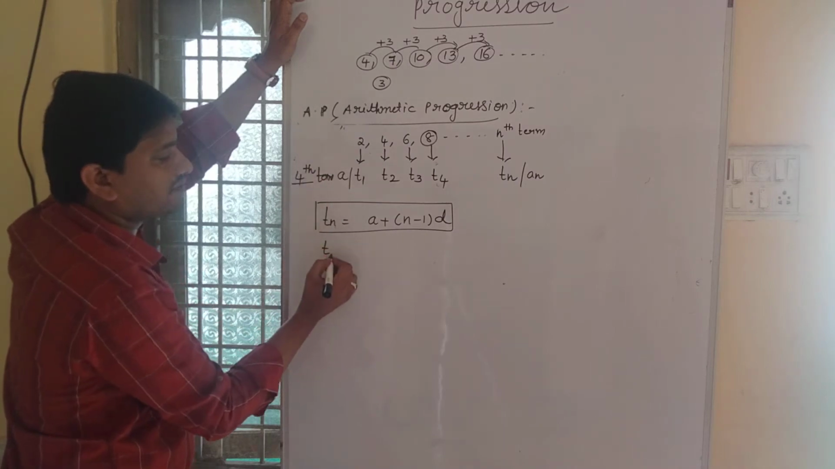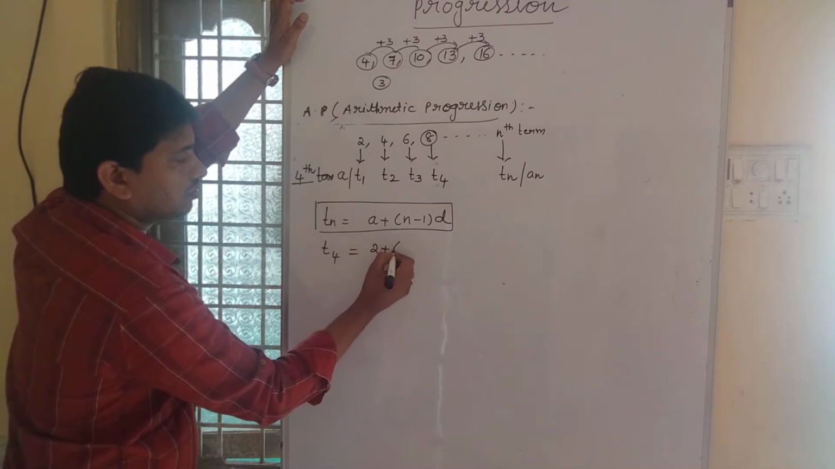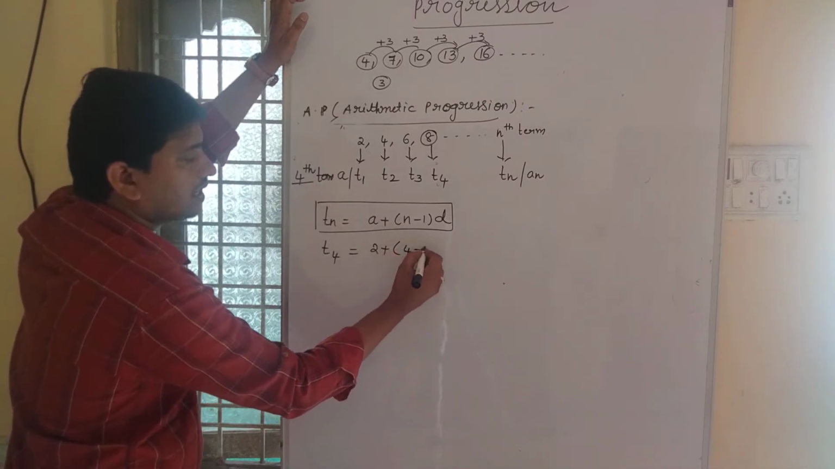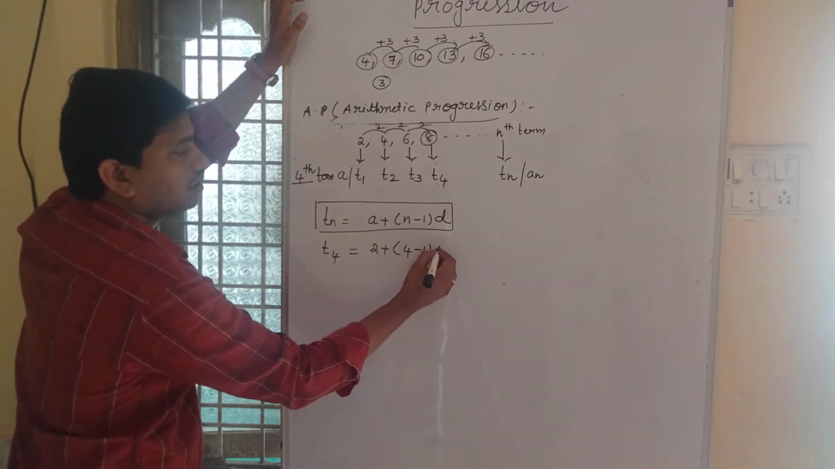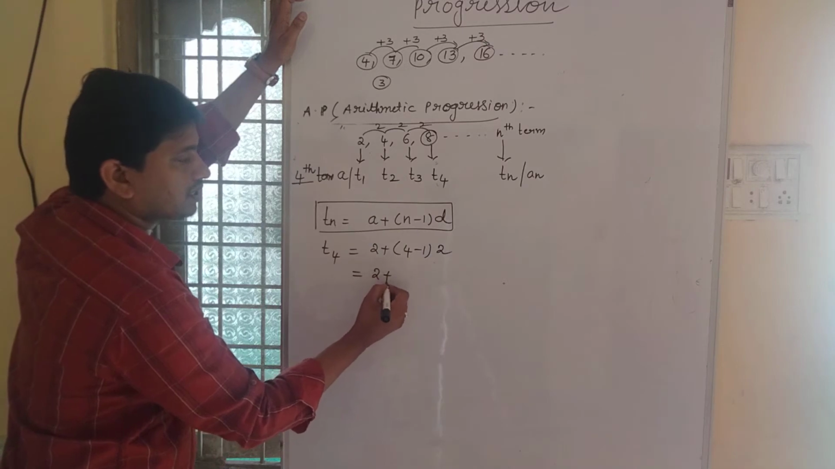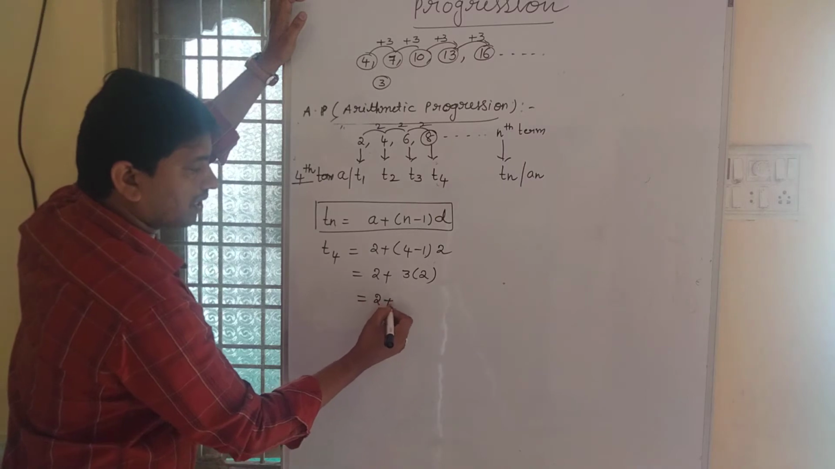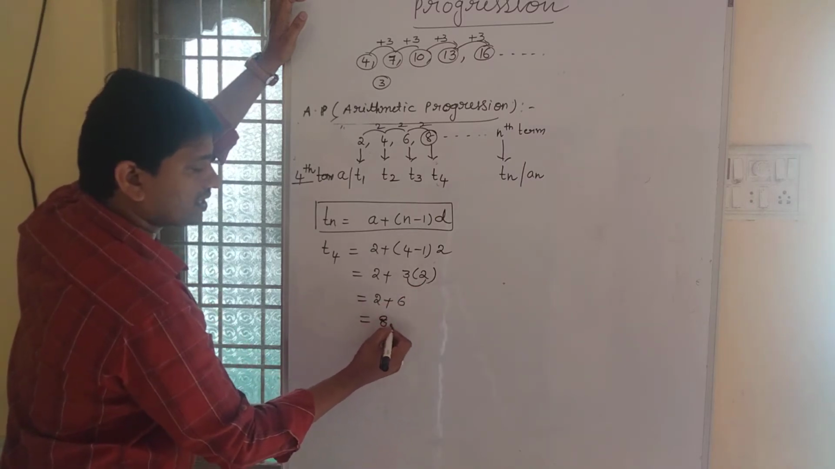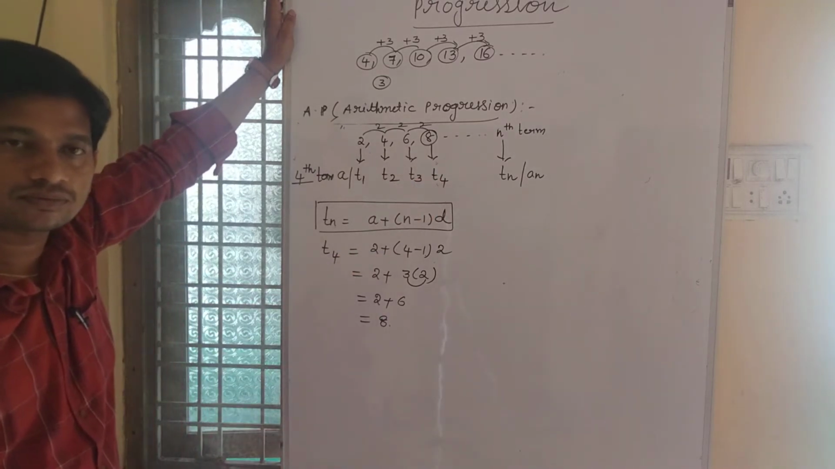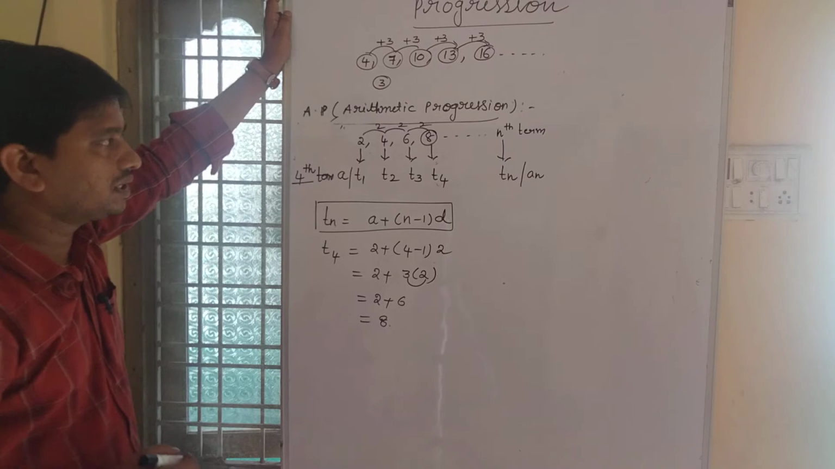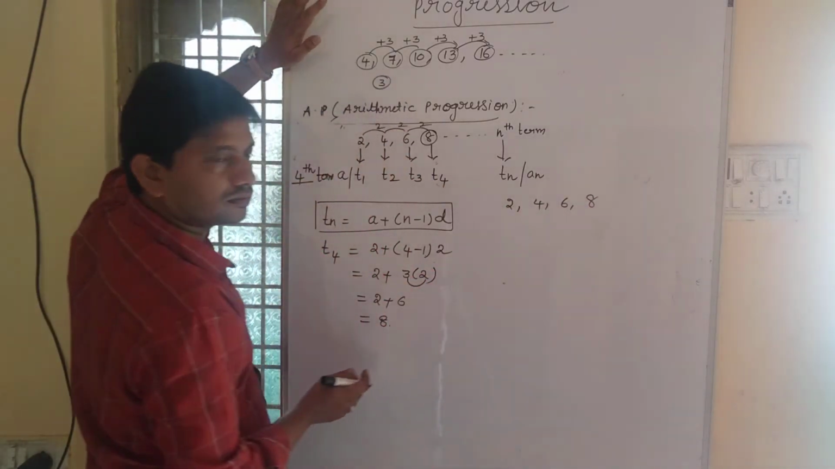Fourth term in the sense here n value is 4, A value is 2, and n minus 1 is 4 minus 1. And what is the common difference here, children? The common difference is 2, right? So 2 plus 4 minus 1, 3 into 2. See, 3 2s are 6. 2 plus 6, that is equal to 8. Can you observe, students, here? Fourth term is 8. If you observe this sequence 2, 4, 6, 8.